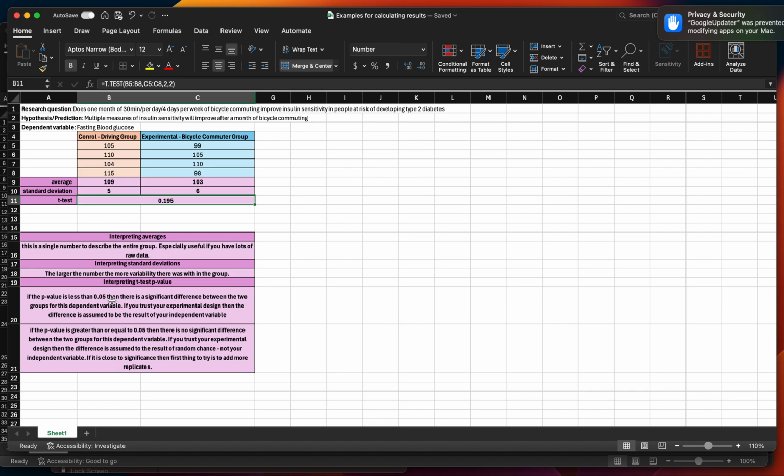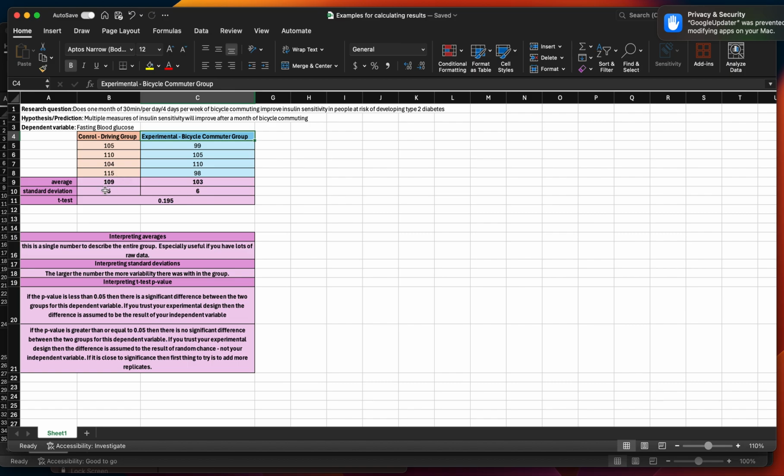Your t-test has to be, well, it doesn't have to be. Science tells you what it tells you. Nothing has to be anything. What this is showing is a p-value. That's what this number is. It's a p-value from a t-test. Your p-value is greater than or equal to 0.05. There's no significant difference between the groups for this dependent variable. So I would present this as no difference in blood glucose values between the control and bicycle commuting group.